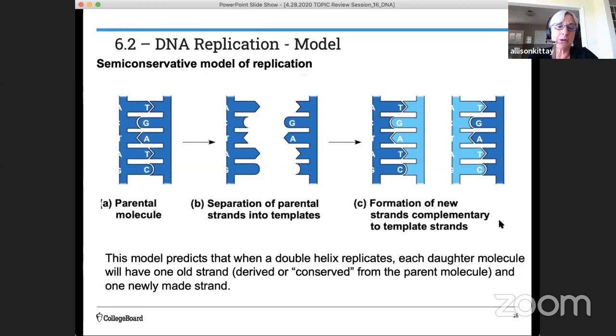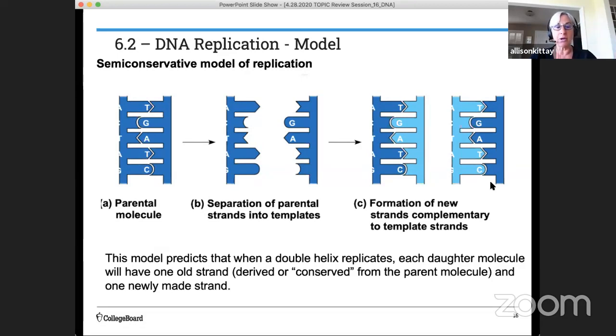But we're going to start off with a parent molecule, and it's shown in dark blue. And what we're not being shown here is that the enzyme helicase is going to separate, by breaking those hydrogen bonds between the nitrogenous base pairs, those parental strands into templates. So they are the old strands that are serving as the templates for the synthesis of the new strands. So then we get the formation of those complementary new strands. So on this side, if the parent strand is T, then the new strand will be an A. If this is C, then we get G, and T and A, and so forth. So what you're seeing here is two identical molecules result at the end of the replication process.